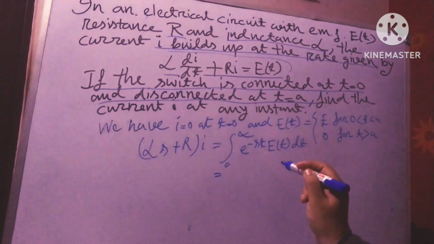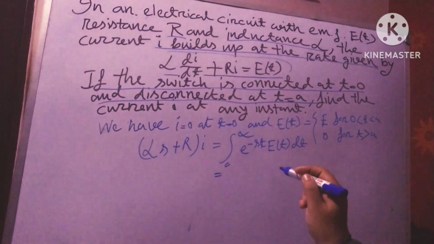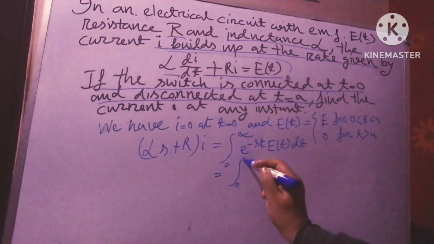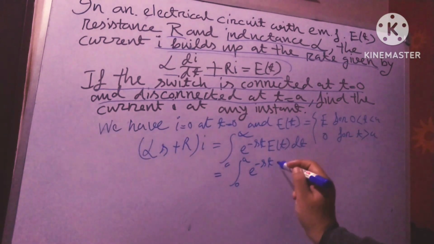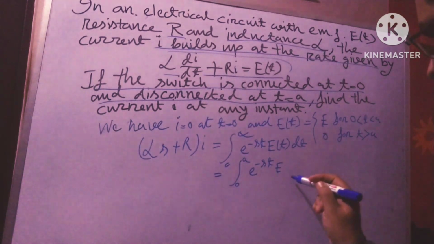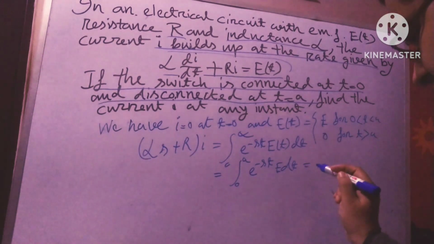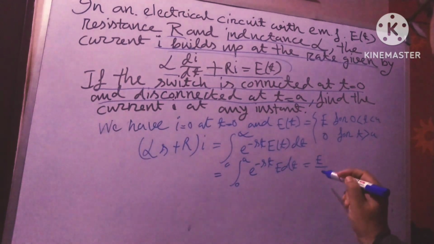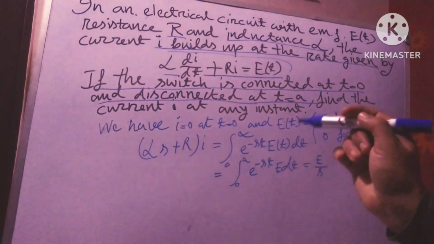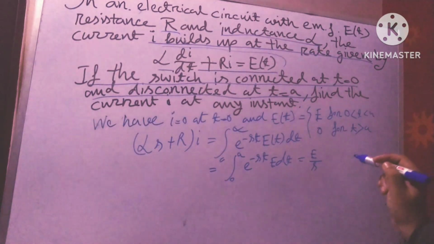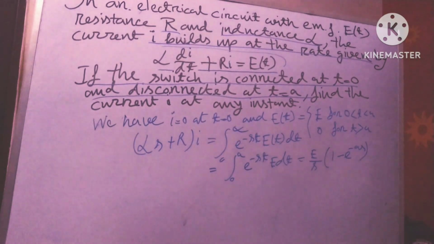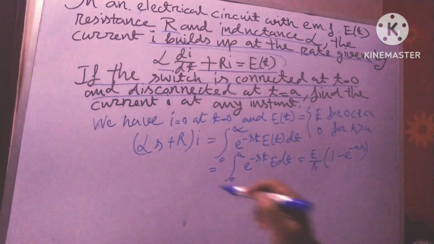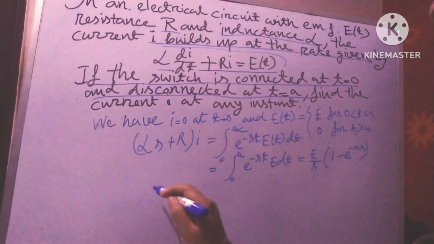equals the integral from 0 to a of e to the power minus st times E dt, which equals E by s into 1 minus e to the power minus as. Okay, I just take the Laplace transform. After that I just use inversion.